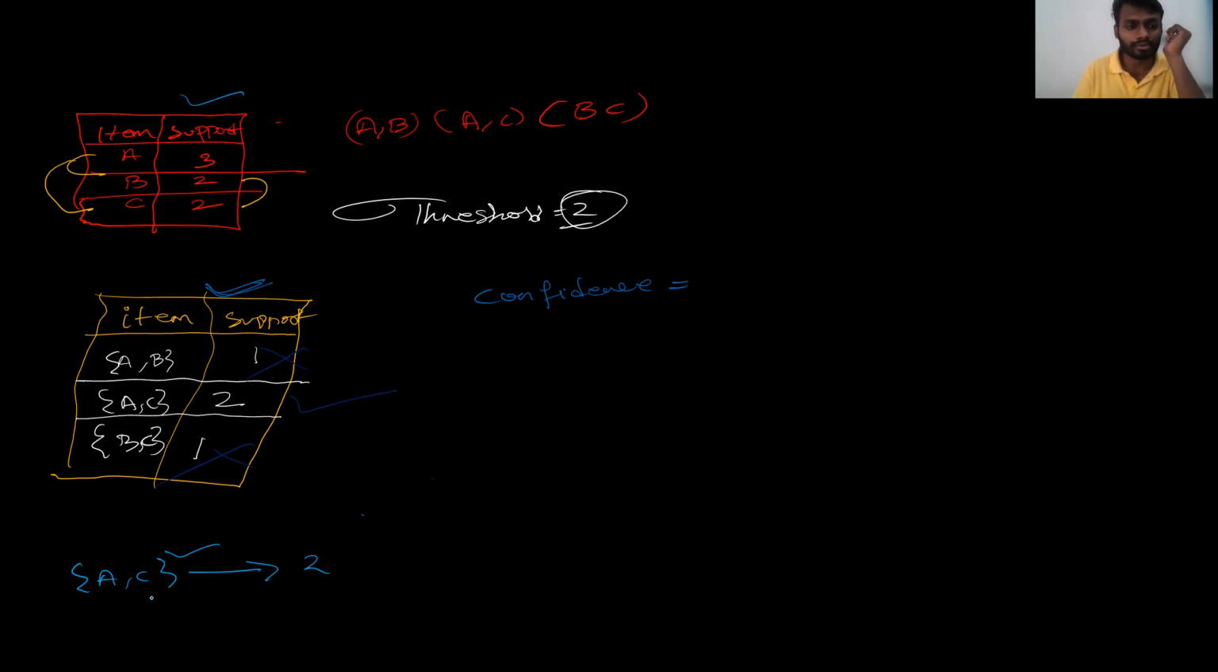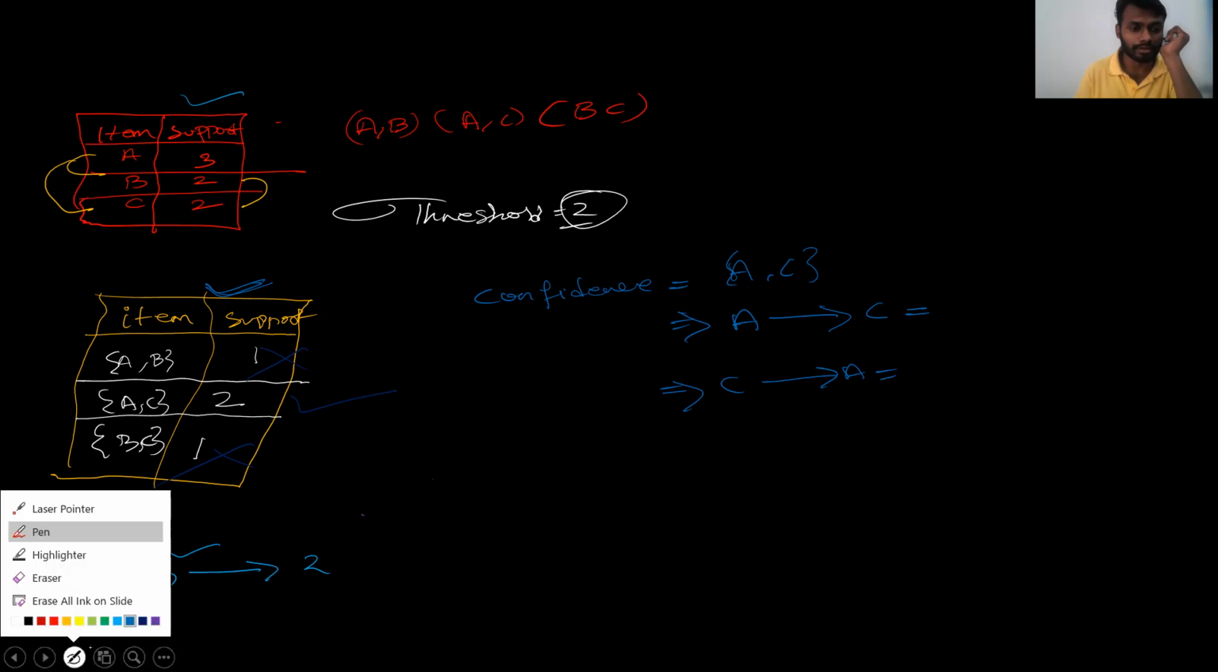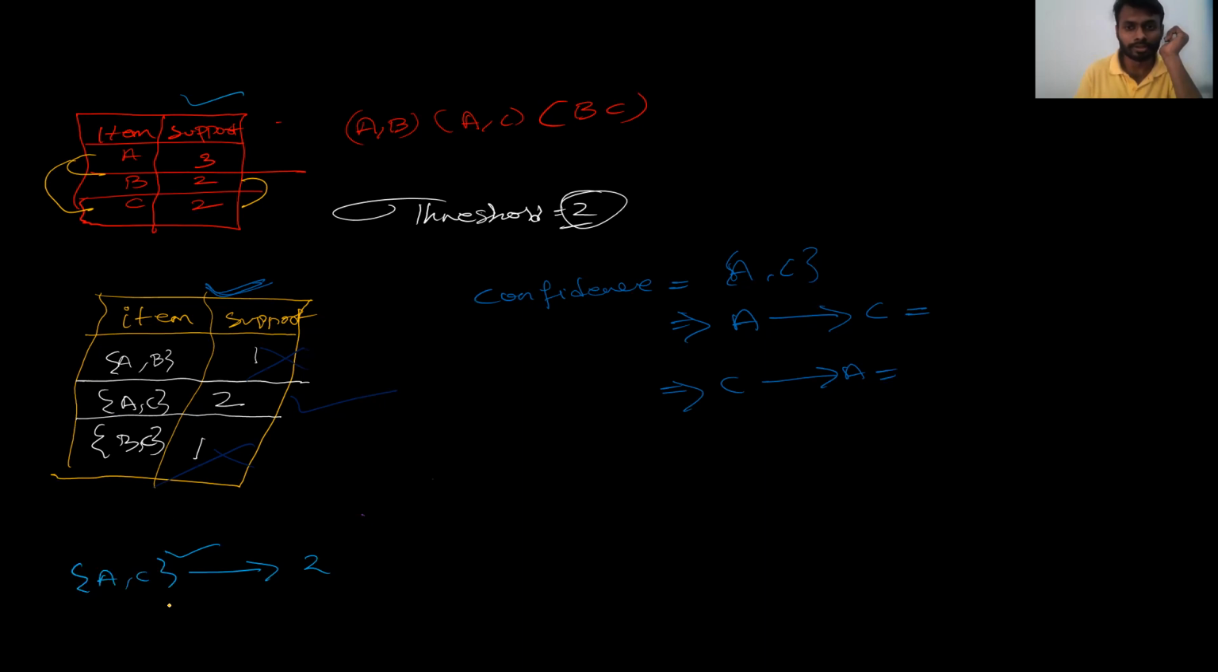Let's find out. We selected A, C. Here we can write the implication: if you buy A, you must buy C, and if you buy C, then you have to buy A. Now we have to calculate the confidence part. So what do you have to do? Tell me. A to C: AC, what is the support? 2.